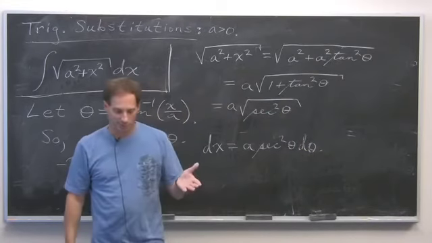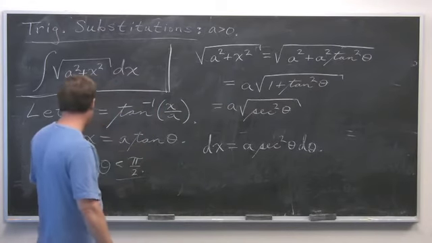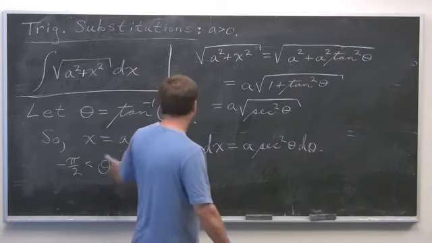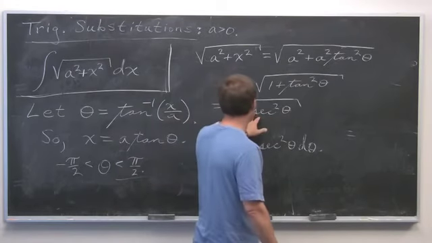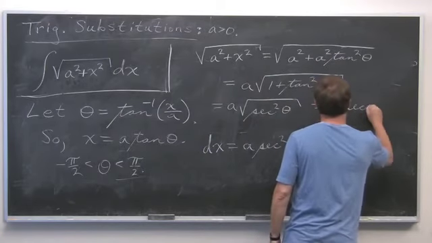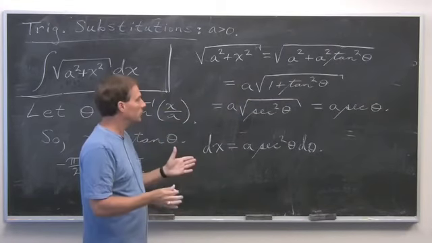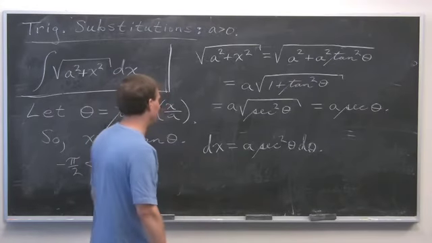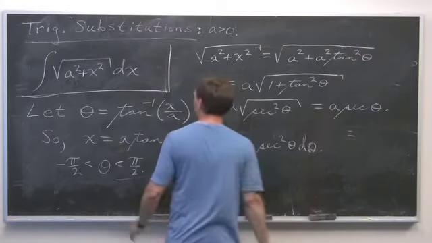Secant squared is 1 over cosine squared. Cosine is positive for theta between minus pi over 2 and pi over 2. So secant of theta is positive because our theta is between minus pi over 2 and pi over 2. So the square root of something positive squared is just that thing. So we get a secant theta. Right? The square root of something squared is really the absolute value of the quantity. So if the thing is greater than or equal to 0, yes, that's just the original thing, the secant theta. So what we get is the integrand, the square root of a squared plus x squared, is a secant theta.